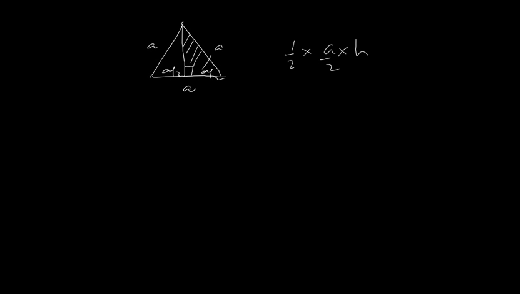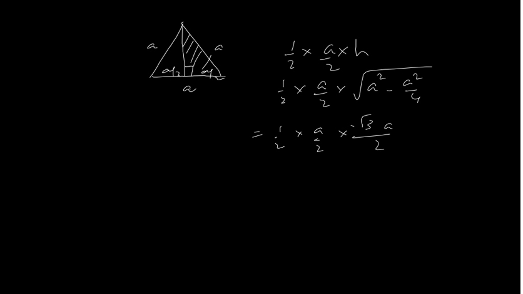We have to again do the Pythagoras. Half into a by 2, the square root of a squared minus a squared by 4. Then you get half into a by 2 into root 3a divided by 2. So 4 is there, that's why you get 2. Okay, so you are getting a square. So half root 3 by 4 a squared. Understood? This is for this shaded area.